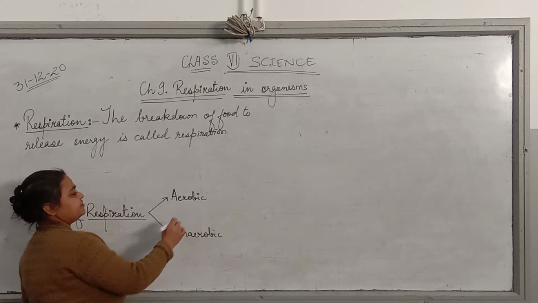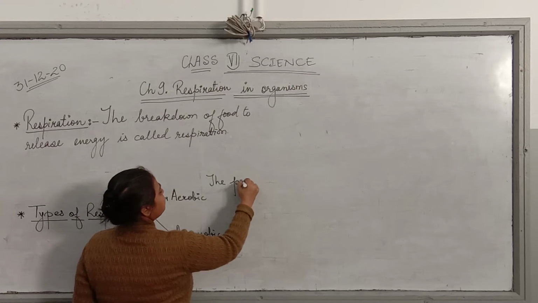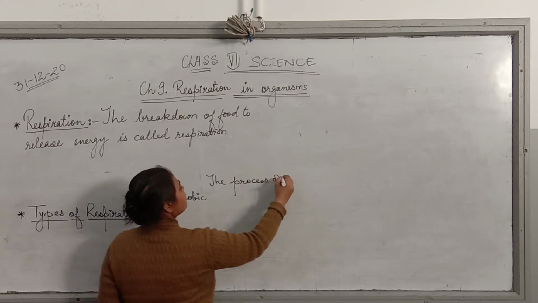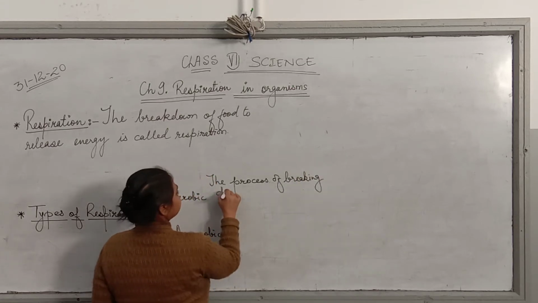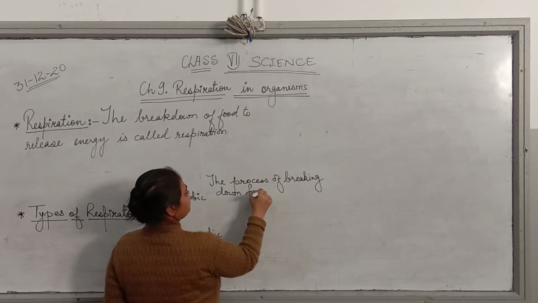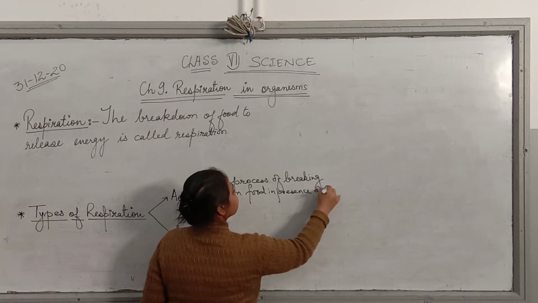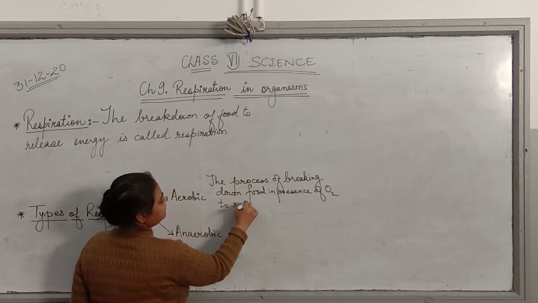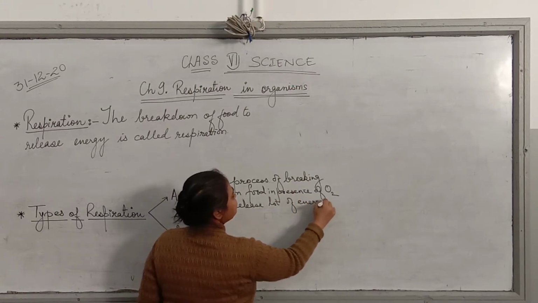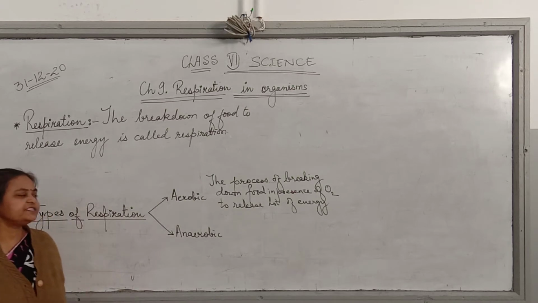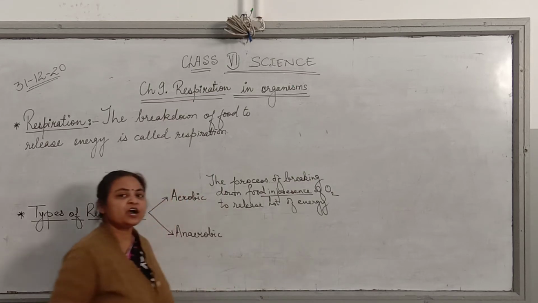So let us write down the definition of aerobic respiration. The process of breaking down food in presence of oxygen to release a lot of energy is called aerobic respiration. Process of breaking down food in presence of oxygen, and in this case the amount of energy released is quite large.